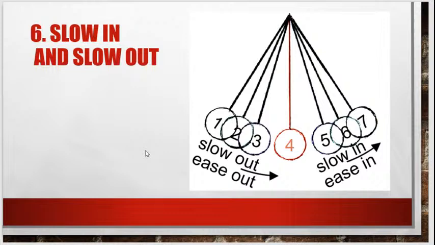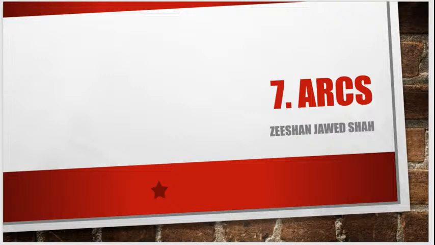Now here, we have the seventh principle, which is known as arcs. What is this about? This is about your movement. In cartoons, your character's hand should not move in a straight direction or like a robot. It should move with a swing, very rhythmic, very cartoony. If you see a real person's movement and a cartoon person's movement, they will look different, because stylized cartoon characters move with a rhythm, with a swing.